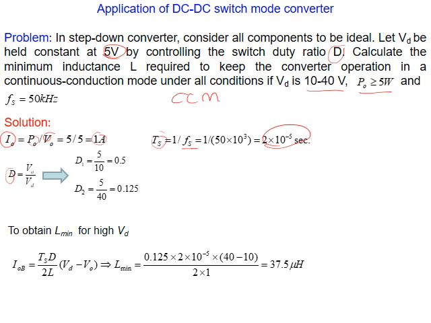Now I come to D. D is output voltage over input voltage. But just a minute, you can see here the input voltage is 10 and 40. So I will divide by 10, I will divide by 40. Now I have two values, this one and this one.